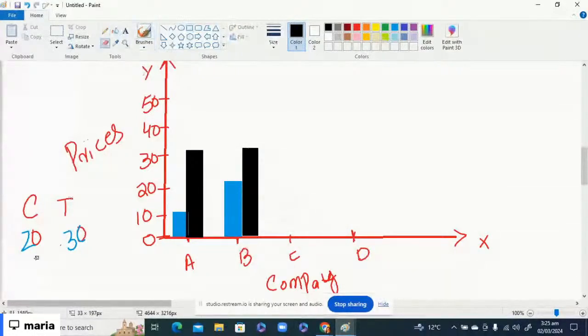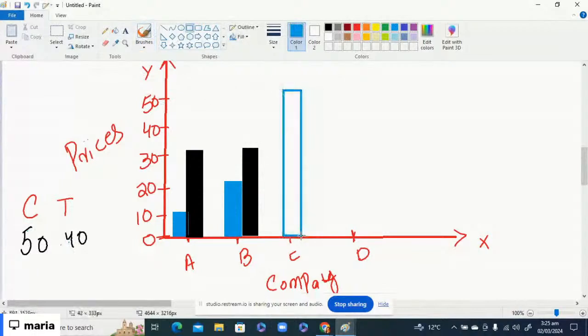Now for company C, let's suppose the couch is 50 and the table is 40. For the couch, I'm going to draw company C at 50. The same color you choose for the couch, blue, in each of them. Now for the black color, the tables, that is 40, so I'm going to draw it at 40.